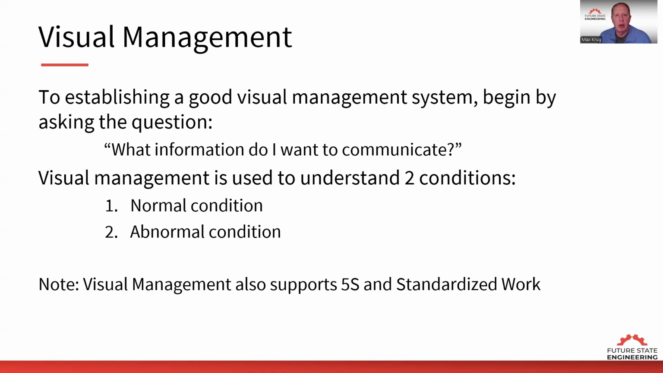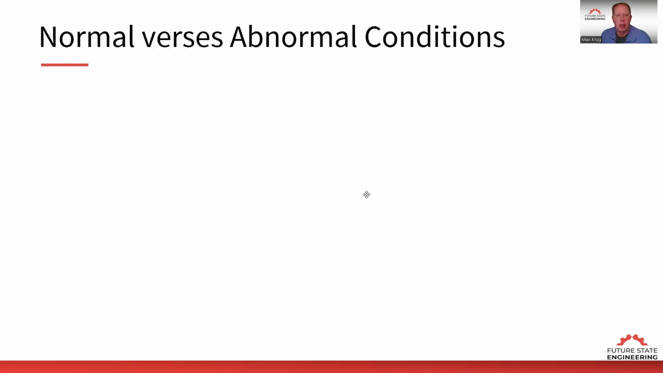So when we establish visual management, we're going to look at what information am I trying to communicate? When we look at any process, we want to understand what does normal look like and what does abnormal look like. So if we can define what good looks like, then we can define what our visual management looks like to be able to see normal condition. And also visual management is an important step of 5S and standard work.